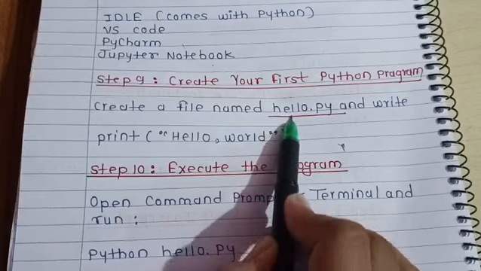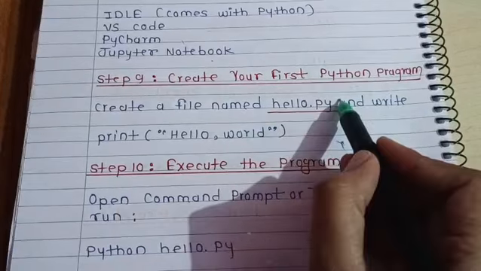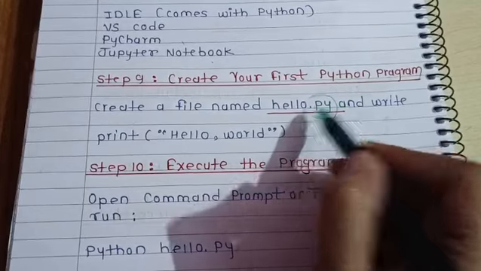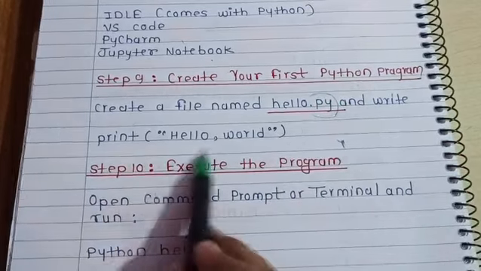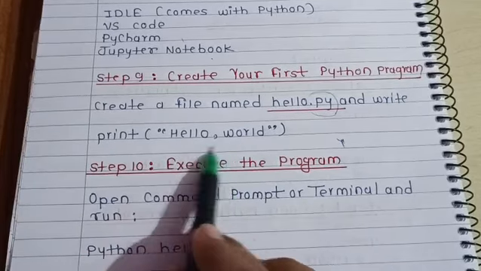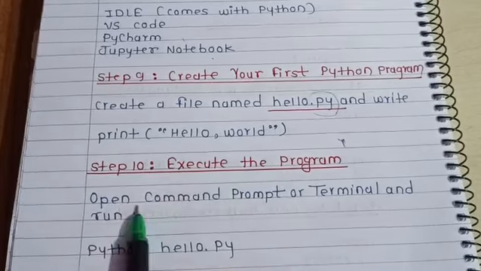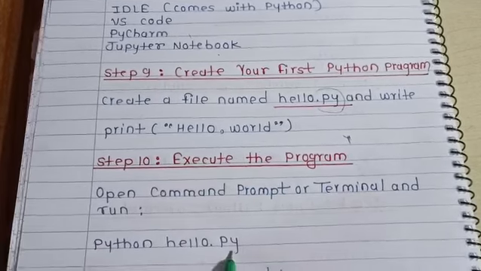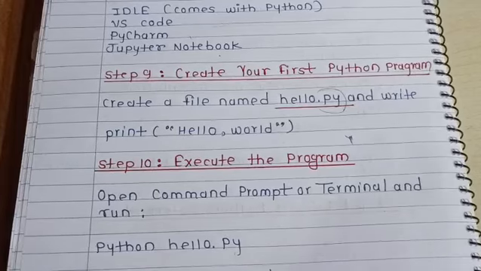Create a file named hello.py. You must know that a Python file must have the .py extension. Write print hello world. Then the output will be hello world. Execute the program. Open command prompt or terminal and run python hello.py, and the output will be hello world.